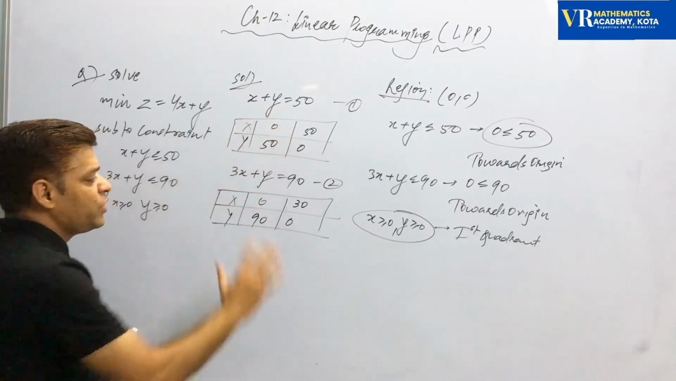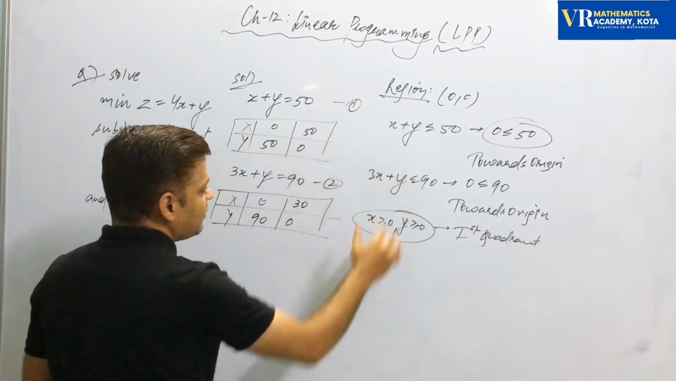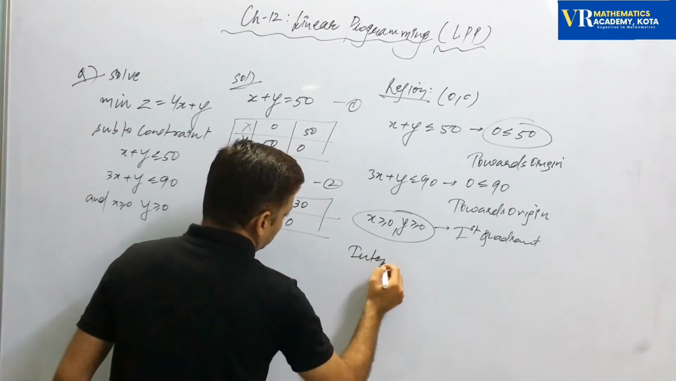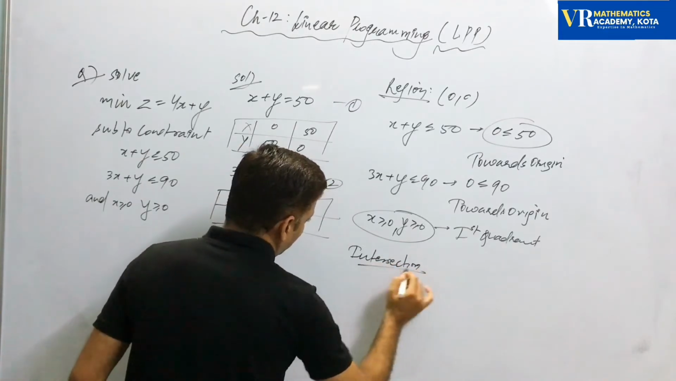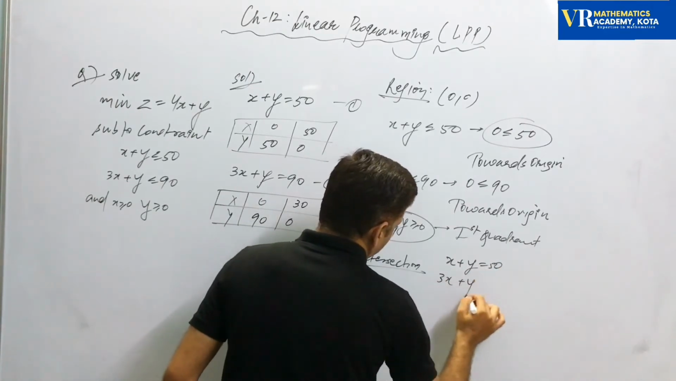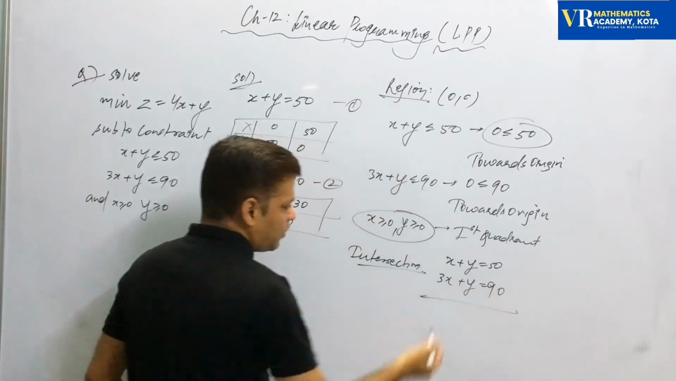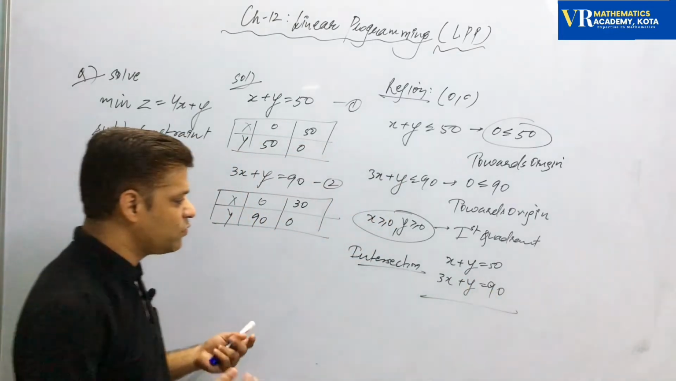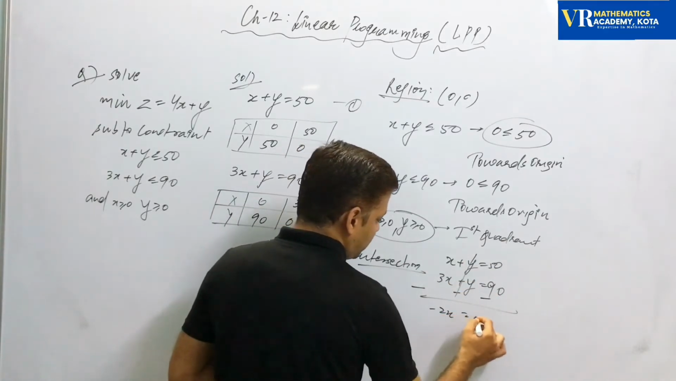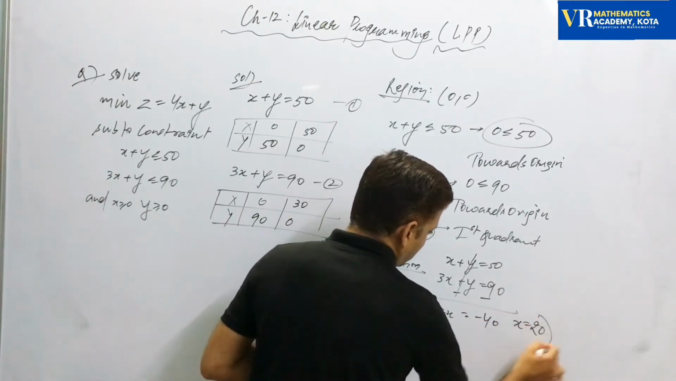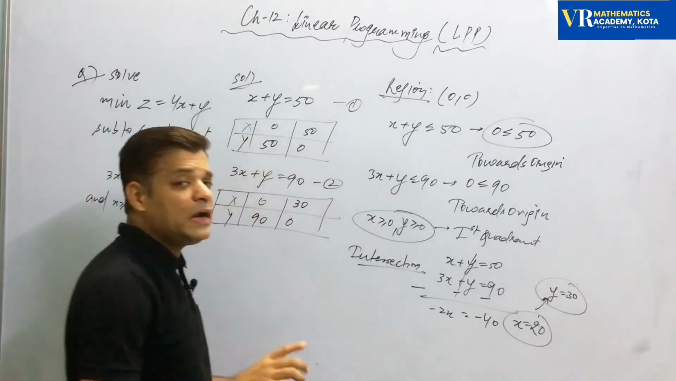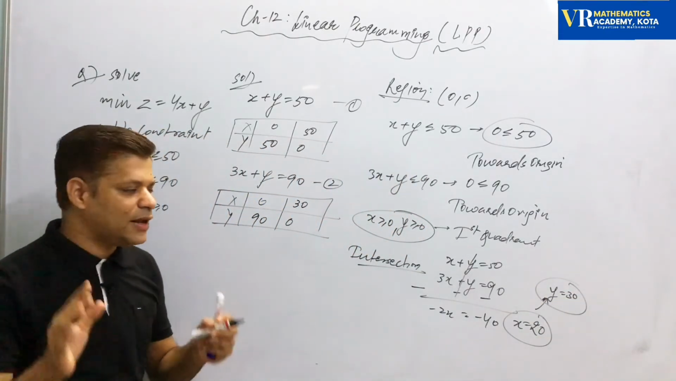In the first step we changed to equations. In the second step we found their regions. In the third step we have to find the intersection point of both lines, x + y = 50 and 3x + y = 90. The coefficient of y is the same and the sign is the same, so we subtract: y and y cancel out. It will be −2x = −40, so x = 20, and the value of y is 30. So (20, 30) is the point where both lines intersect.